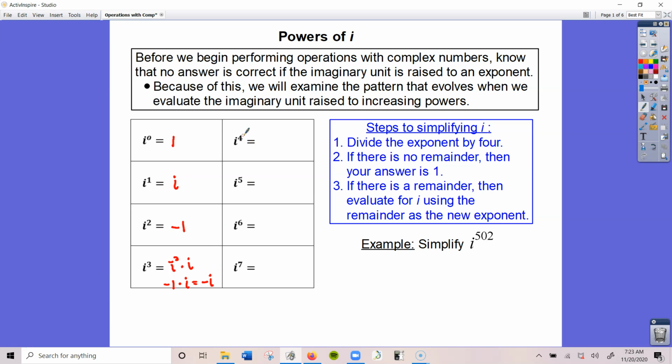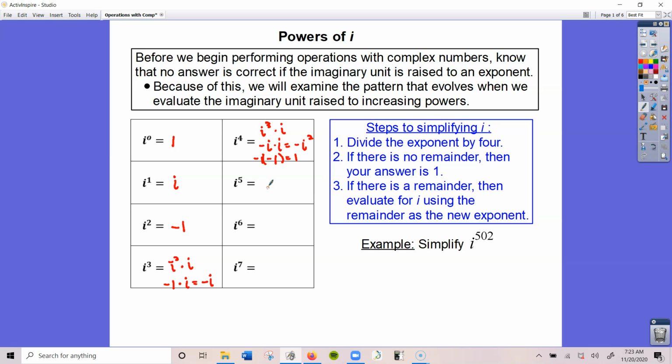If I continue to i to the fourth, that means that it's i to the third times i. i to the third we know is -i. And if I multiply another i, then that would give me -i squared. Now since i squared is -1, negative times -1 is equal to +1. And we have restarted the pattern. So we start with 1, i, -1, -i, and then back to 1.